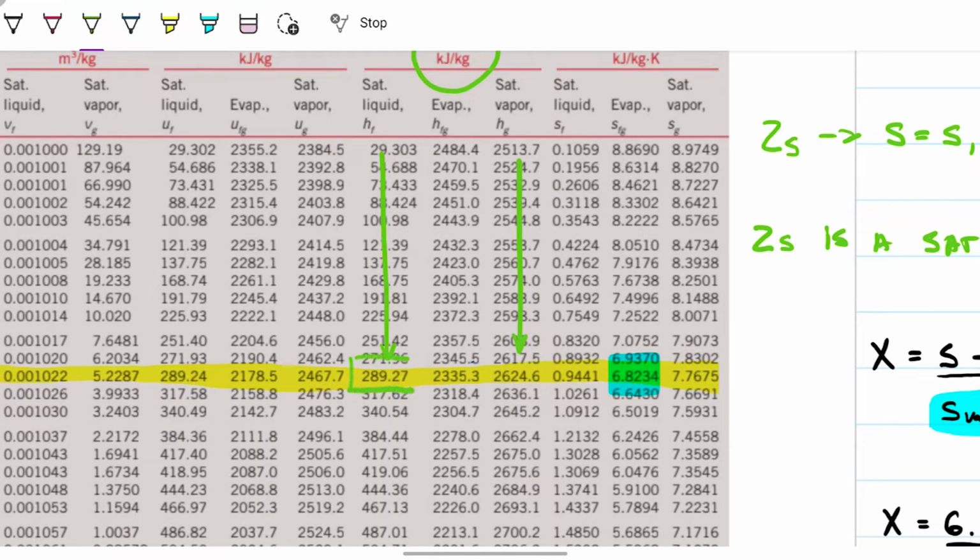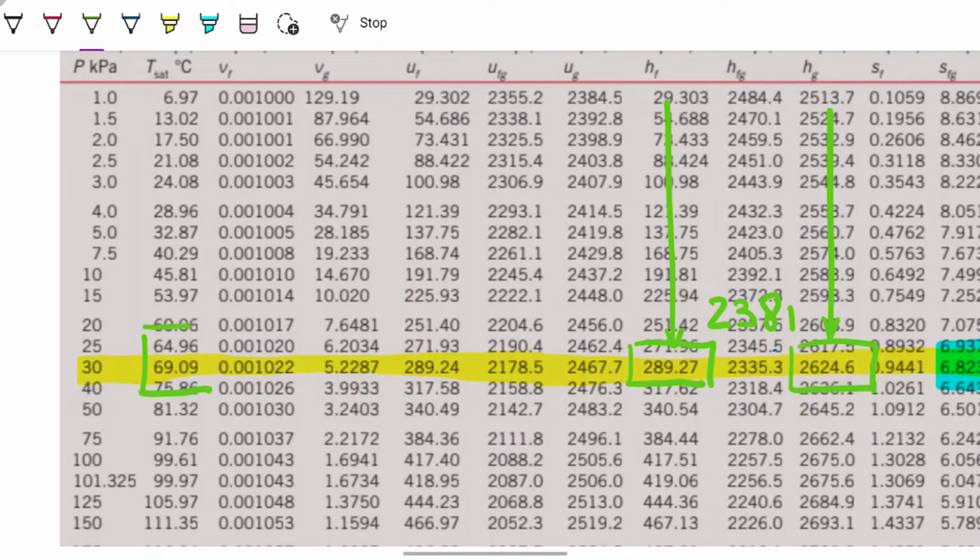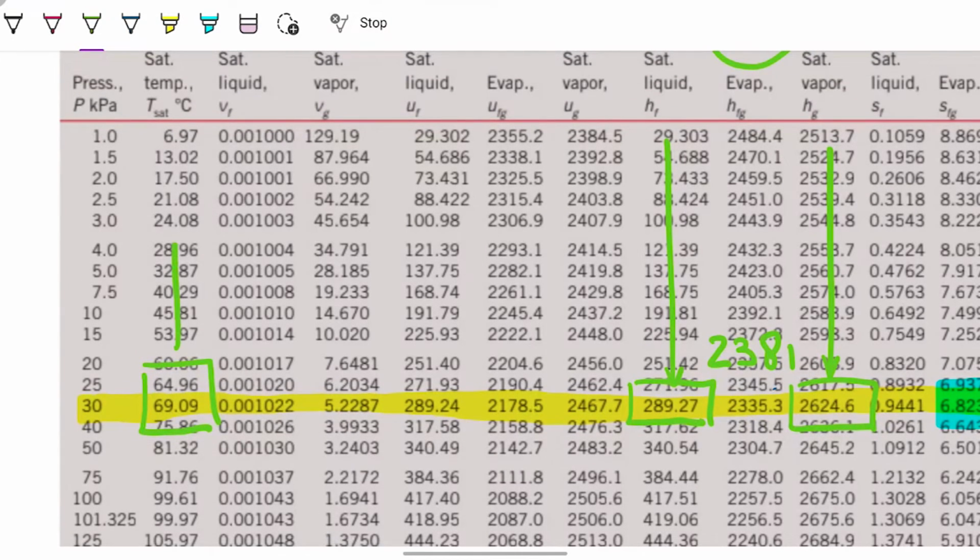So is my number, the one that we just found, 2381, between these guys? It is, right? 2381 falls between these two. So I can be sure this is a saturated mixture. Okay, I can be sure that's a saturated mixture. And, right, the last piece of the puzzle is, if this is a saturated mixture, then this has to be at the saturation temperature, which is 69.09 degrees Celsius.